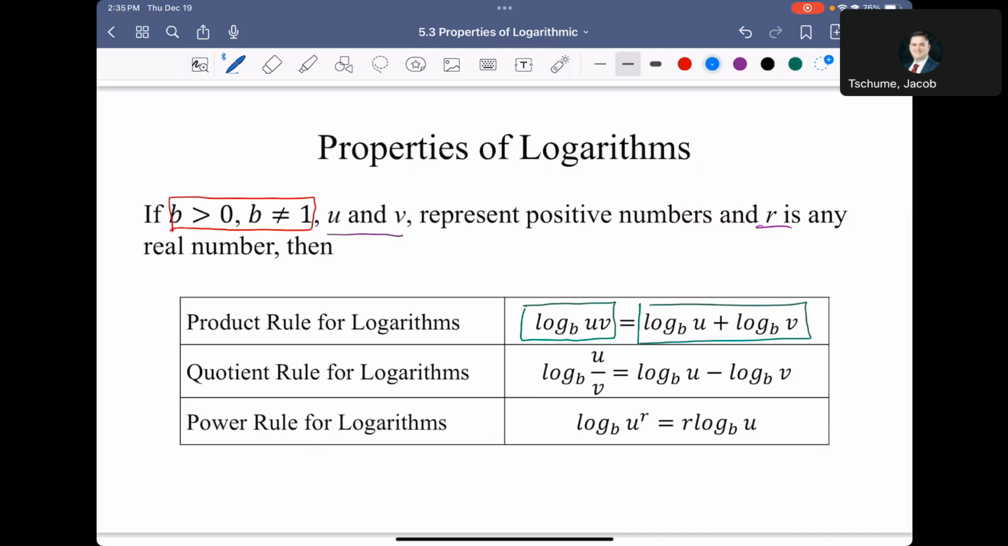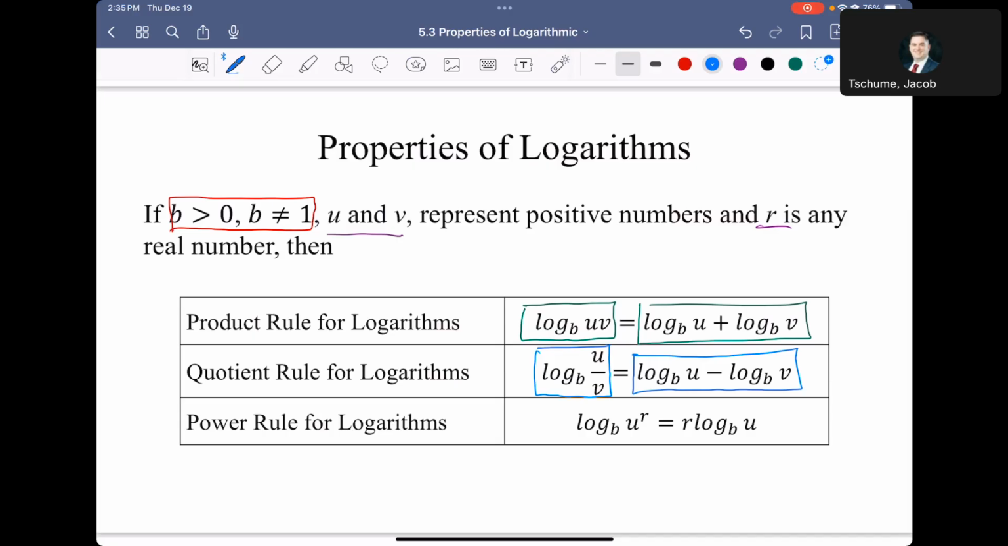Your second property is called the quotient rule for logarithms. And similarly, quotient means division. So if we have a logarithm where two things are being divided by one another, like log base b of u divided by v, you can break that apart by using subtraction. That can be broken down into log base b of u minus log base b of v. Once again, division can break down into subtraction, but you can also go in the other direction: subtraction can be used to combine into division.